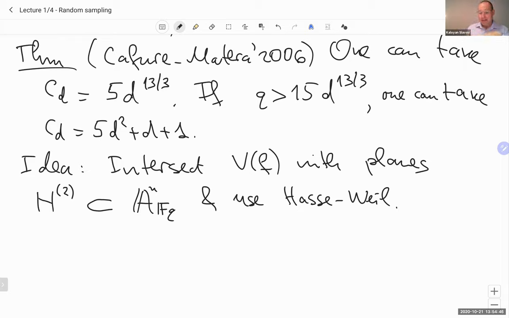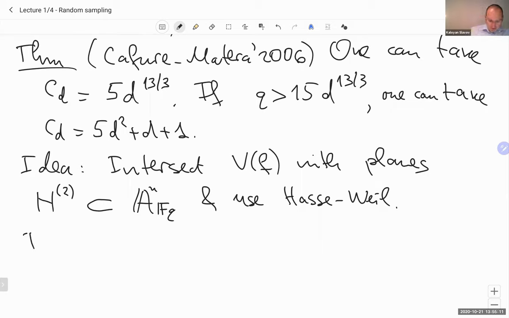For example, is there a plane so that the intersection is geometrically irreducible? There may not be if Q is small. If Q is large, there will be such a plane. And then look at the number of planes so that the intersection has two geometrically irreducible Fq components and so on. They choose their planes very carefully. Now, what we'll do is inspired by this idea to intersect with planes.